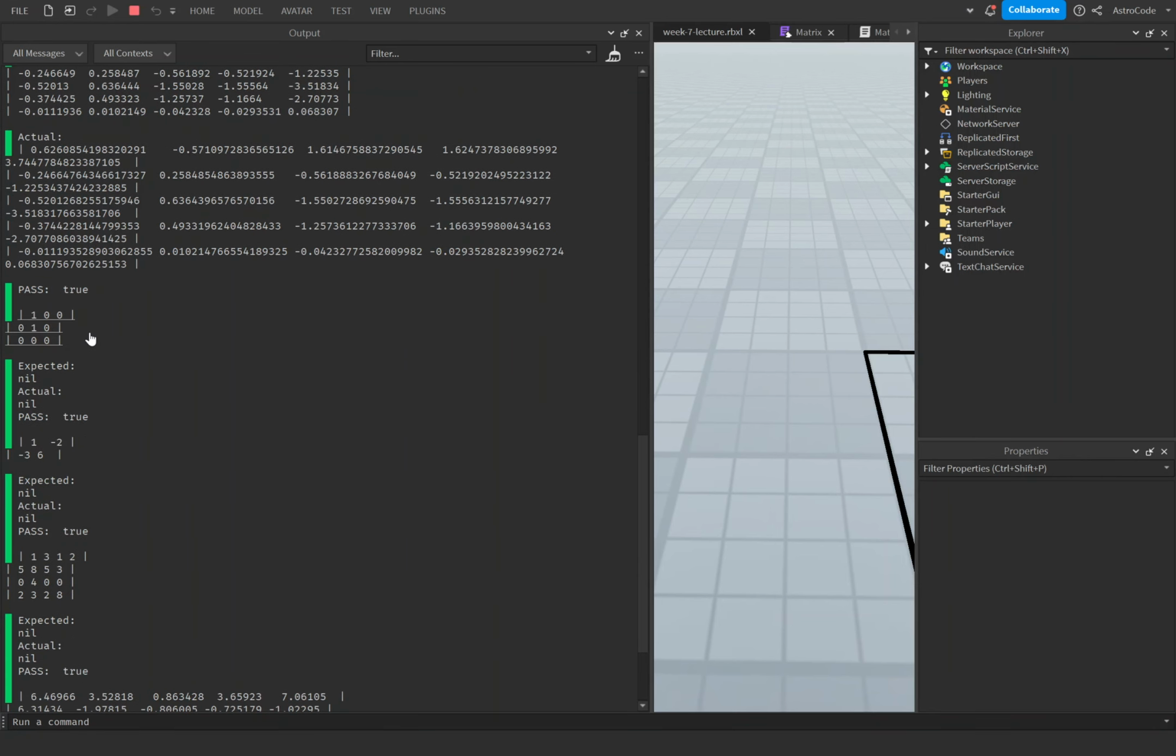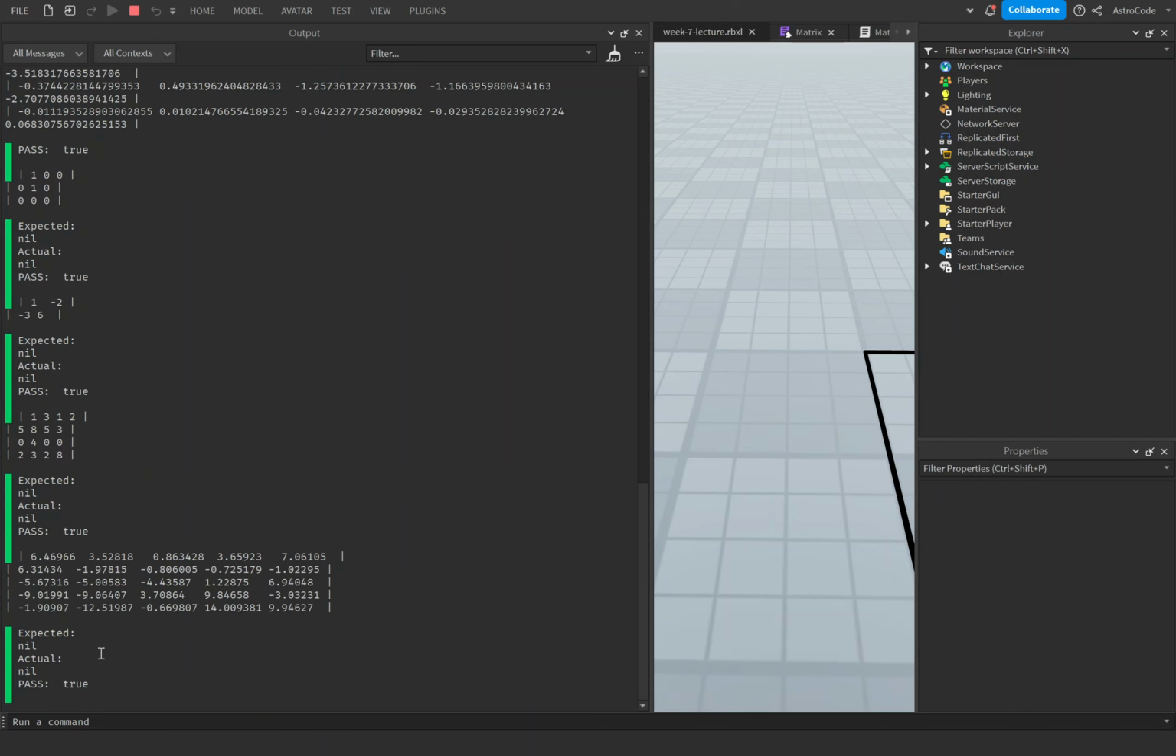Okay, and so down here, we have some matrices that are not invertible. So this matrix is not invertible. We expect the result to be nil, and indeed, we got nil. And same for the rest of these down here. This random matrix is not invertible, and we got nil.